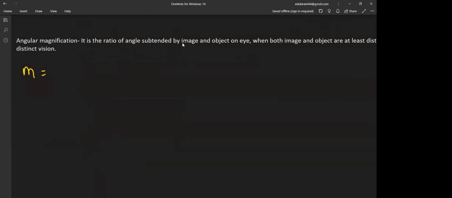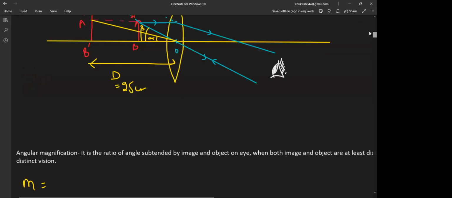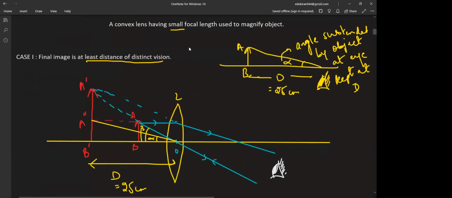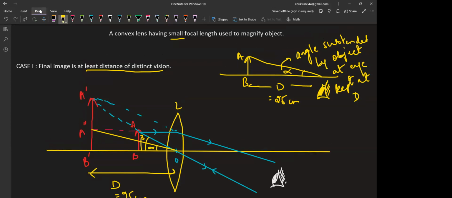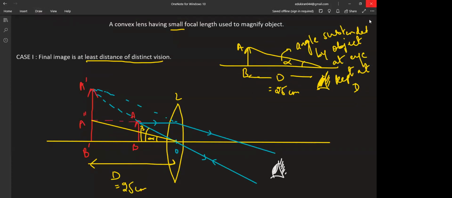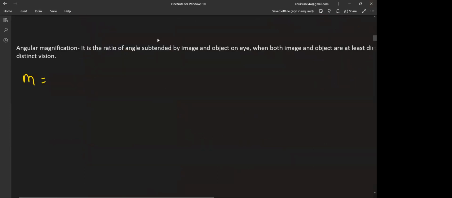So what is magnification? It is the ratio of the angle subtended by the image to that by the object. Which angle is subtended by the image, alpha or beta? Tell me, class. Beta. Very good. By the image it is beta, and by the object it is alpha. You can neglect this in the figure and write it separately. So magnification is basically beta by alpha.